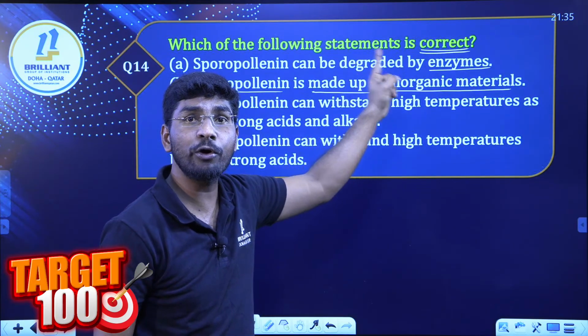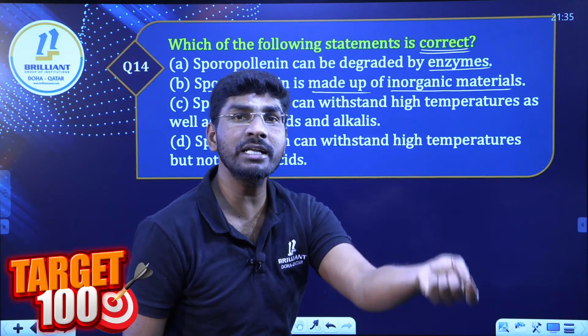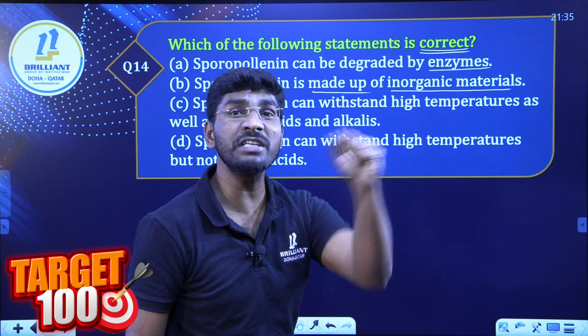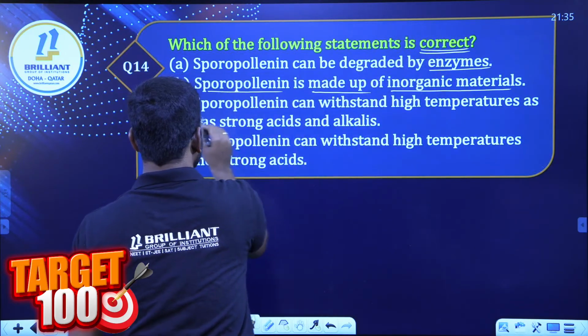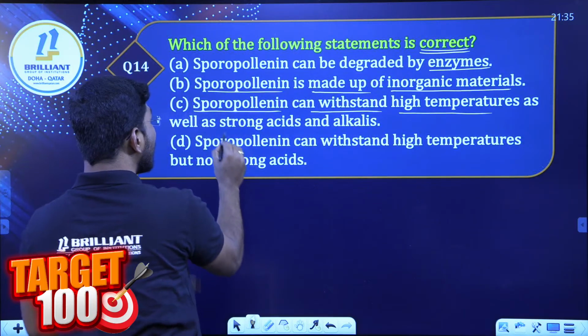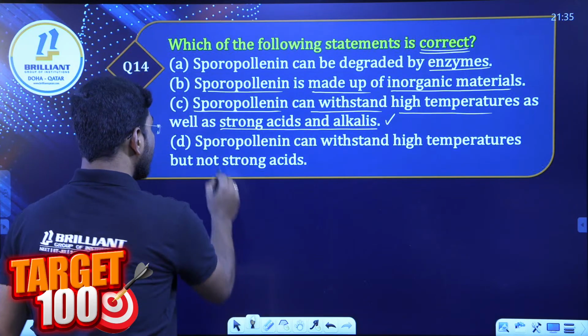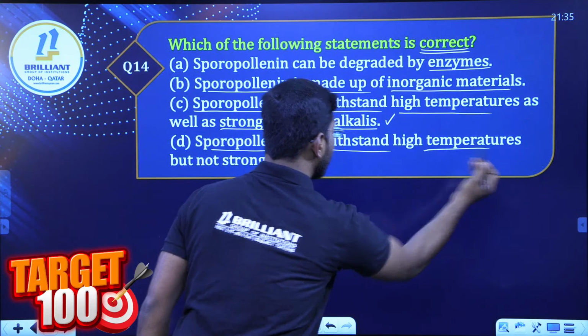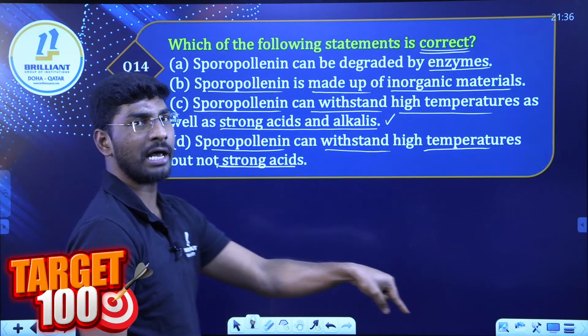NCERT says sporopollenin is an organic substance. It is an organic material which can withstand enzymes and temperature. So it is not a correct statement. Sporopollenin can withstand high temperature as well as strong acid and alkali. Absolutely correct. And here, sporopollenin can withstand temperature, not strong acid? No, it can withstand acids also.